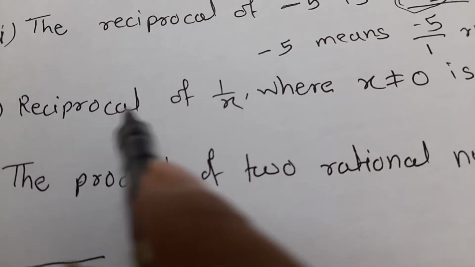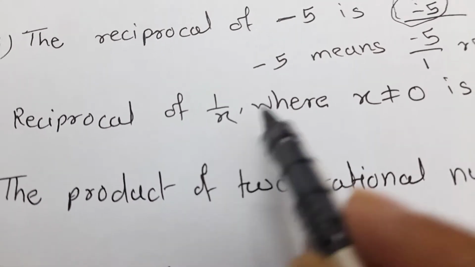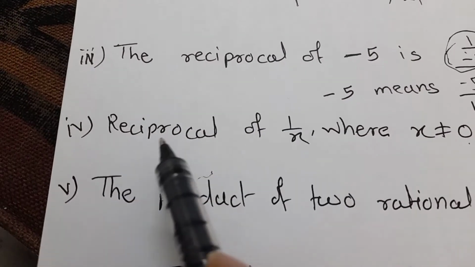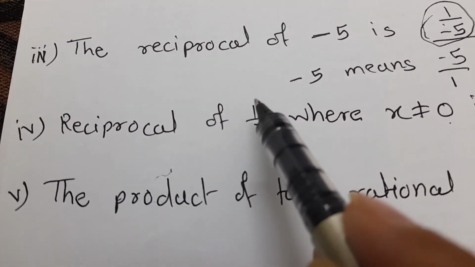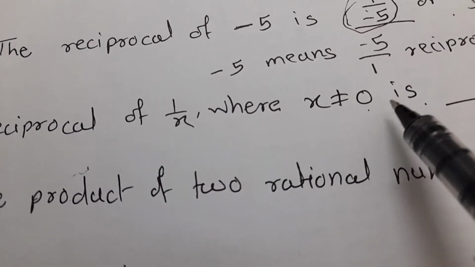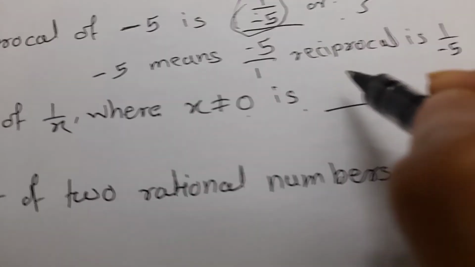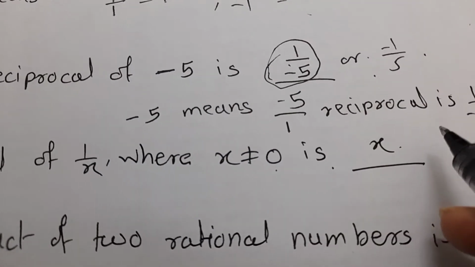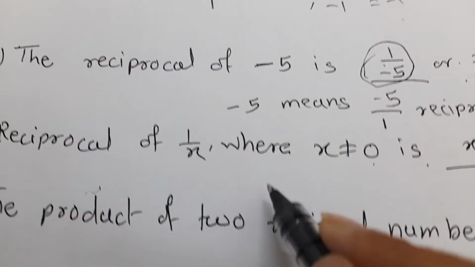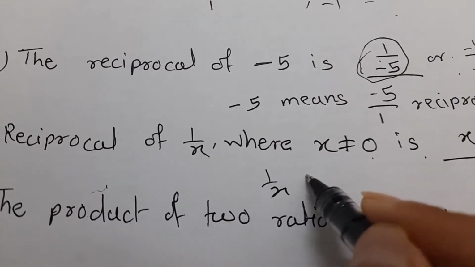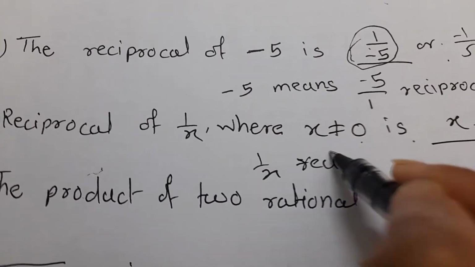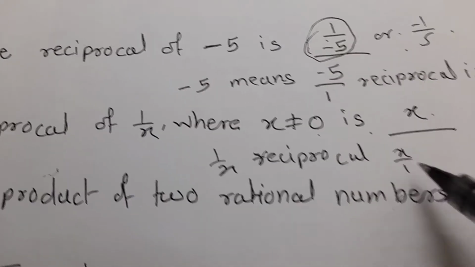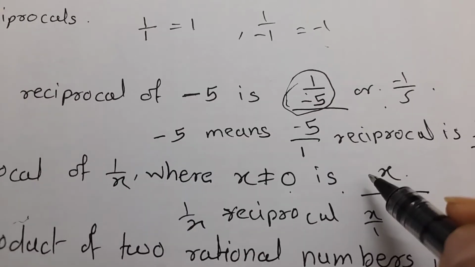Now fourth, the reciprocal of 1 upon x, where x is not equal to 0, is x. Because for 1 upon x, the reciprocal is x upon 1, which we can write as x.